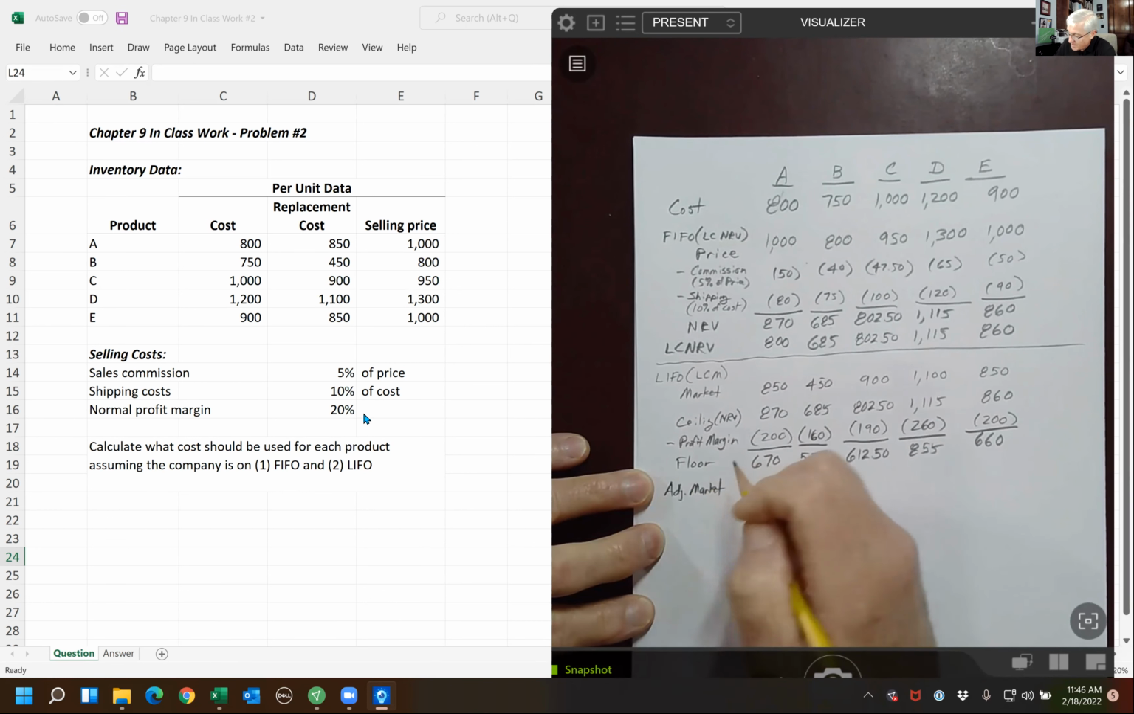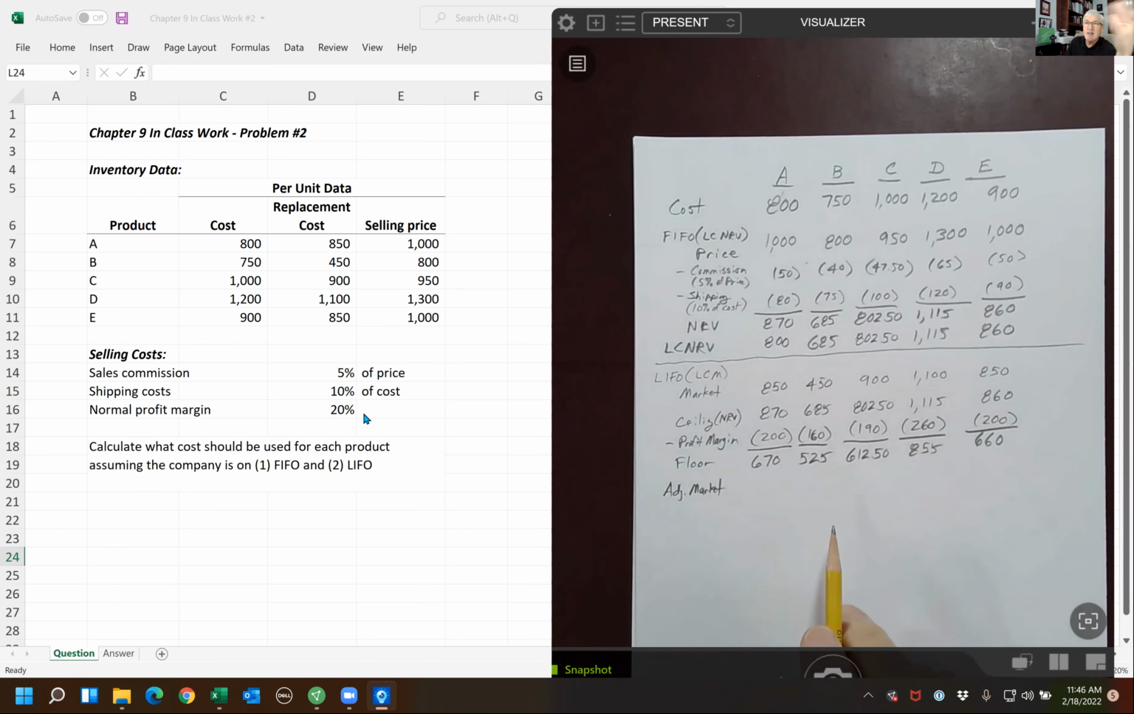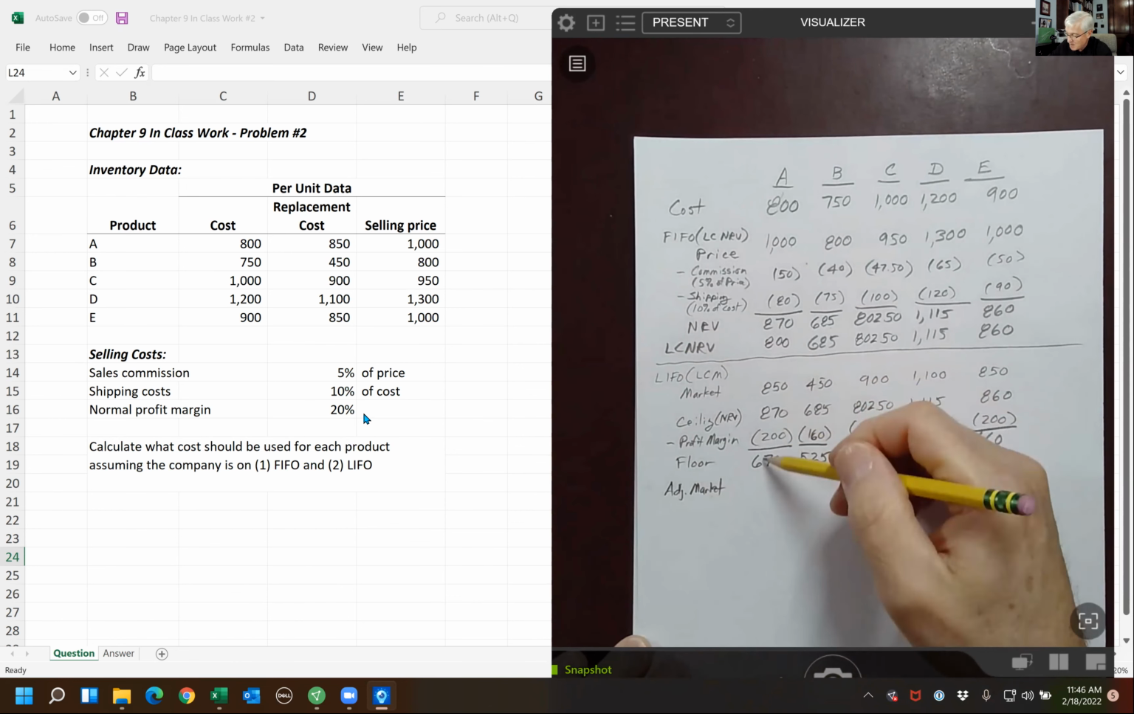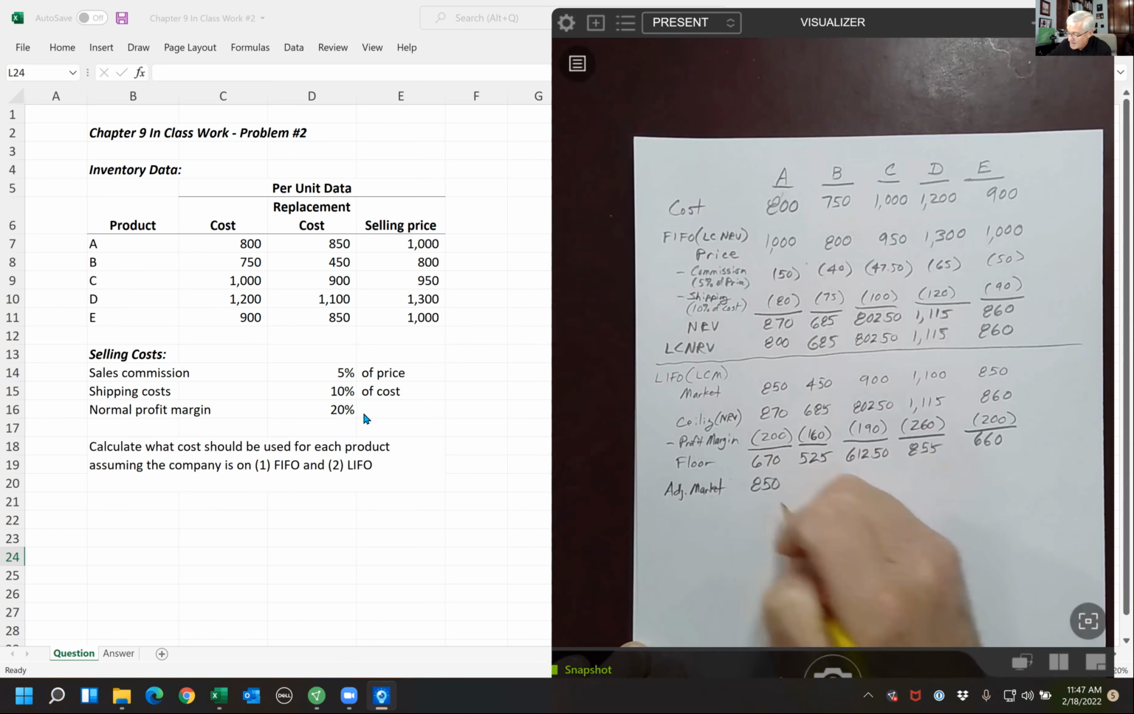And so what we're looking for here, where does market stand? Is it higher than the ceiling? Then we have to take the ceiling. If it's lower than the floor, we got to take the floor. If it's in the middle, we pick the market. So we can see, hey, that's in the middle between 670 and 870. So we just can pick up the market as the adjusted market.